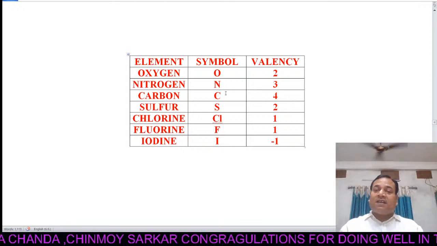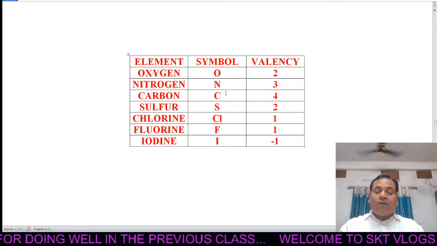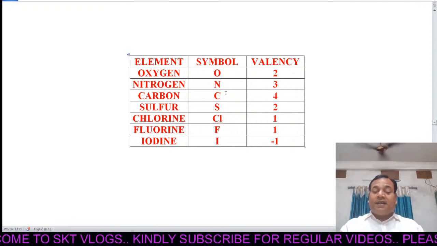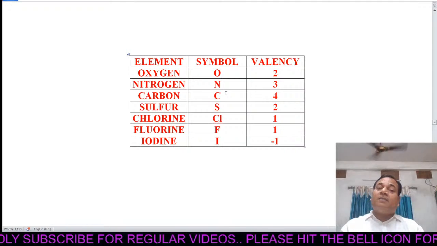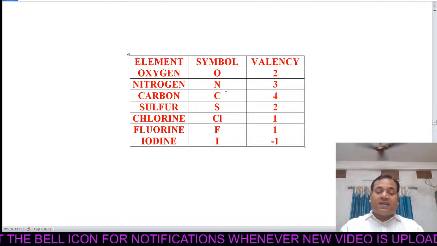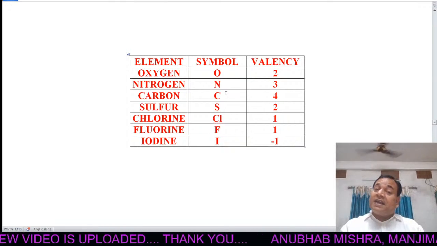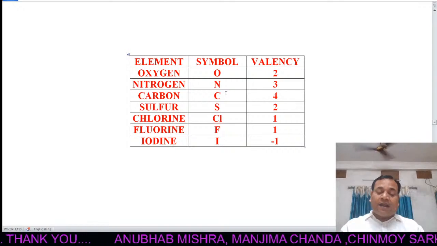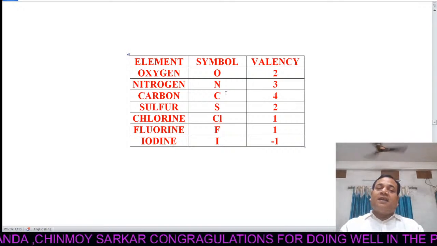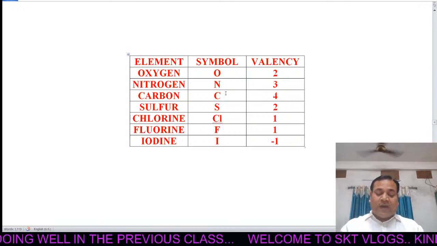Why is it -1? Because iodine has 7 electrons in its last cell. How many electrons? 7 electrons in its outer cell, that is to say, the last cell. It gains 1 electron to make it stable. That is why the valency of iodine is -1.